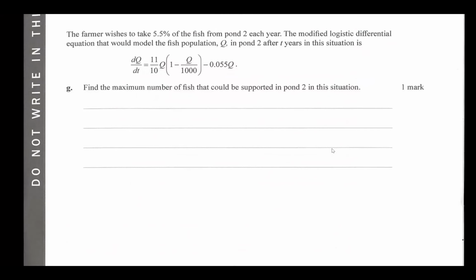The farmer wishes to take 5.5% of the fish from pond 2 each year. The modified logistic differential equation that would model the fish population Q in pond 2 after t years in this situation is now the original one subtracting 0.055Q. So the maximum number of fish that could be supported in pond 2 in this situation is basically looking for dQ/dt approaching 0. So we will put the whole thing equal to 0 in our CAS calculator and try to find a Q. Well, the Q value must be greater than 0. So this is looking for the horizontal asymptote.